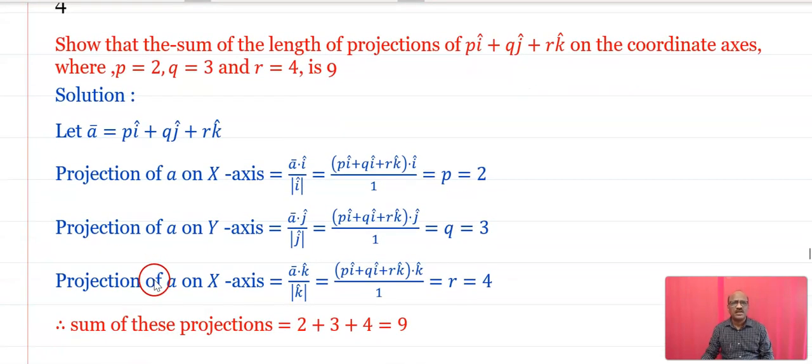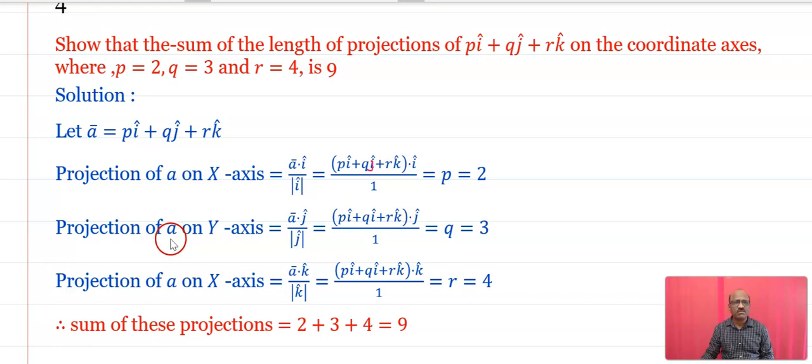Now the next problem. Show that the sum of the lengths of projection of pi cap plus qj cap plus rk cap on the coordinate axes, where p is equal to 2, q is equal to 3, r is equal to 4, is 9. Here a bar is equal to pi cap plus qj cap plus rk cap. The projection of a on the x-axis is a bar dot i cap upon mod of i cap. That is, pi cap plus qj cap plus rk cap dot i cap. I cap dot i cap will become 1. And here you will get p is equal to 2.